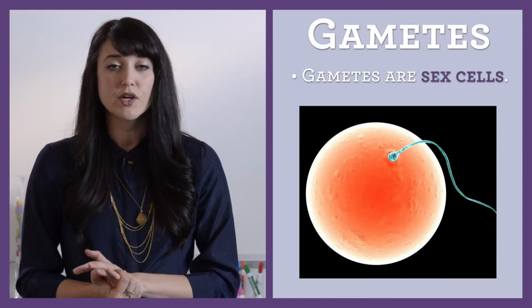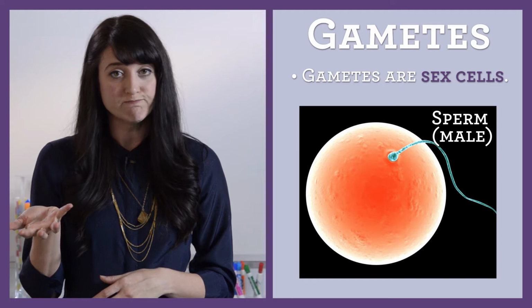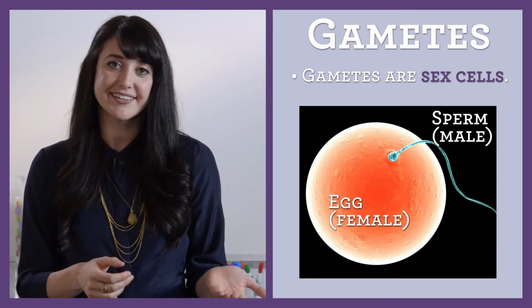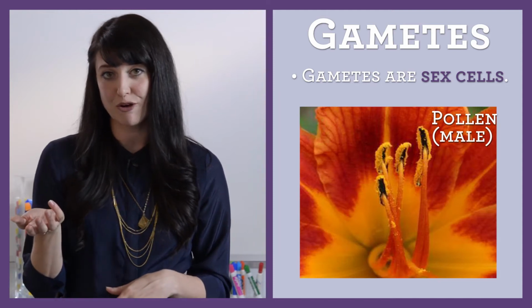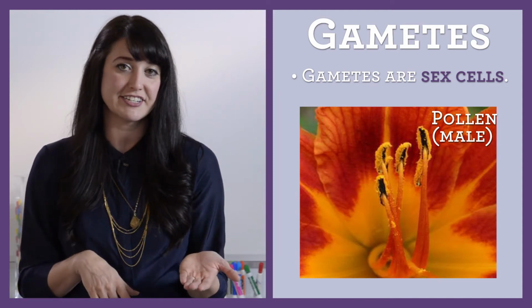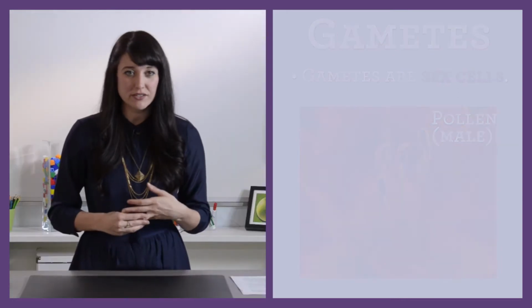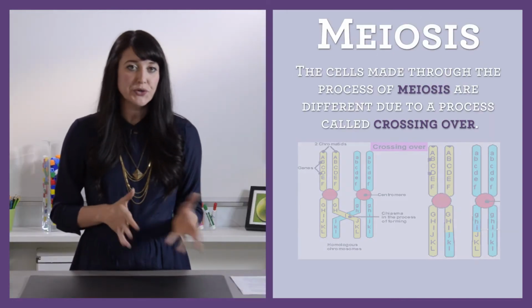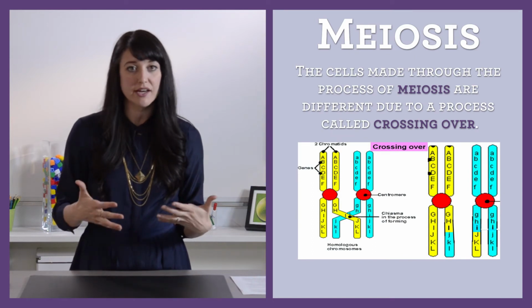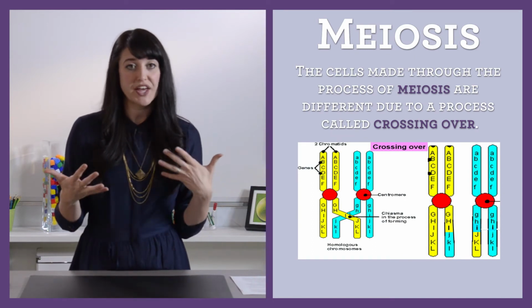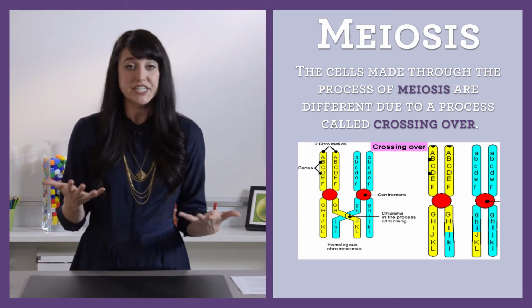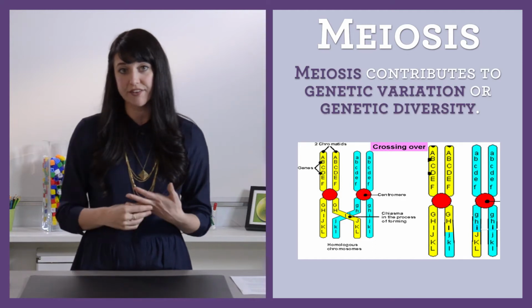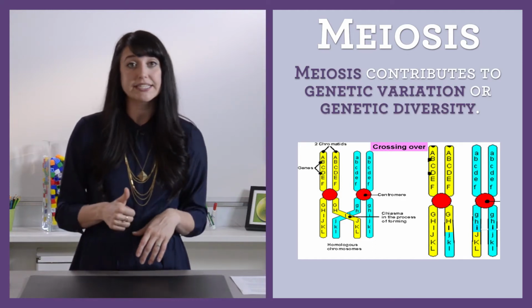The other type of cells are gametes, and remember, they are sex cells. In a male, that's called a sperm, and in a female, it is an egg. Or when you're looking at plants, pollen is the male part, and the female part is still the egg. Gametes are made through the process called meiosis. Meiosis creates different cells due to a process called crossing over, which then creates completely different gametes. These cells are different, which increases genetic variation or genetic diversity.